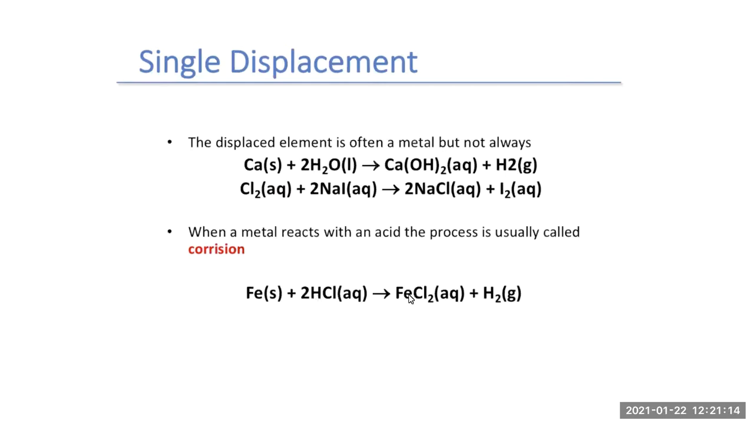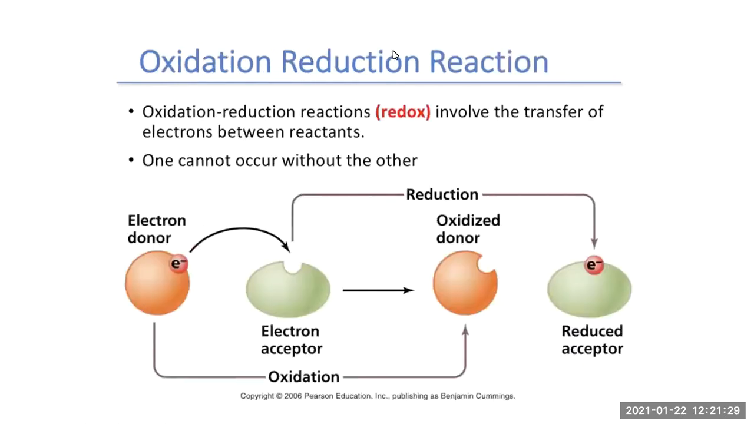Now, in the process of a single displacement, we call this type of reaction an oxidation-reduction reaction, or redox for short. And that's because it involves a transfer of electrons between our reactants. So with a redox, you need to have an oxidation occur at the same time as a reduction. You cannot have one without the other.